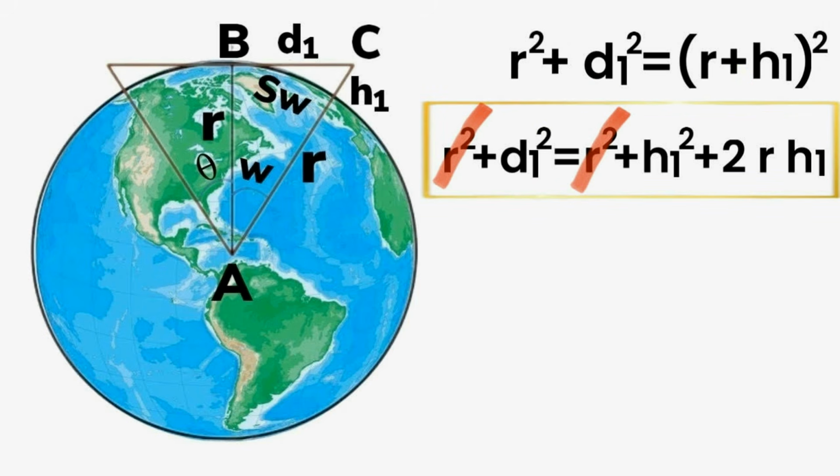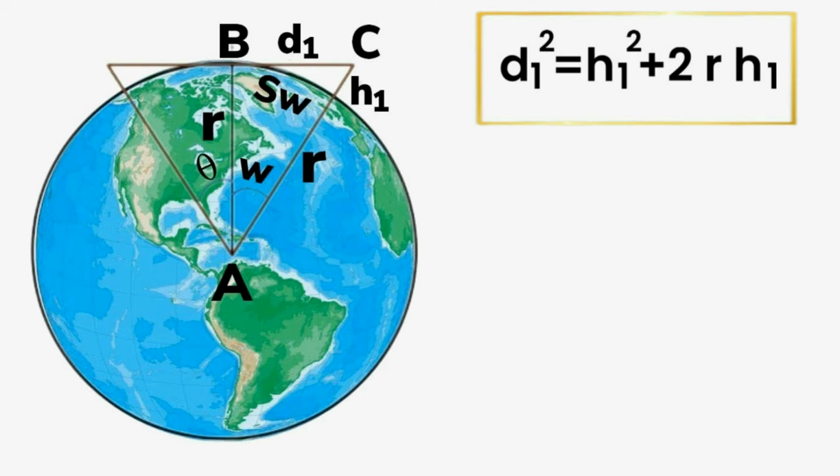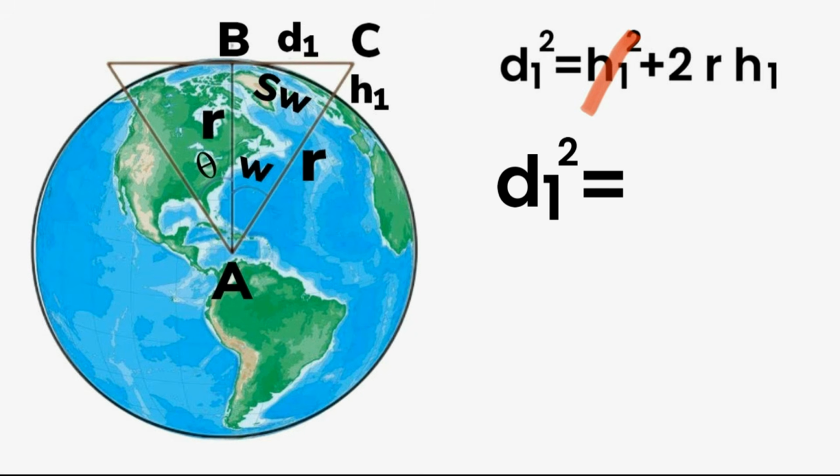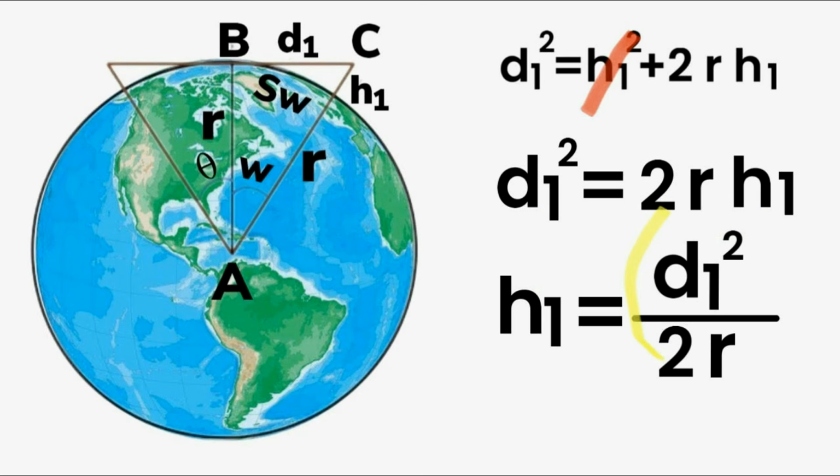we can go ahead and cancel the radius squared on each side. That leaves us with d1 squared equals h1 squared plus 2 times r h1. At this point, we can go ahead and ignore h1 squared as it is much less than the radius. That leaves us with d1 squared equals 2 radius h1. We're going to go ahead and rearrange the formula so it's written as h1 equals d1 squared divided by 2 times the radius.